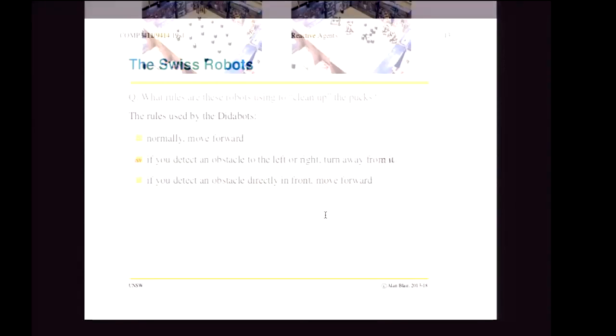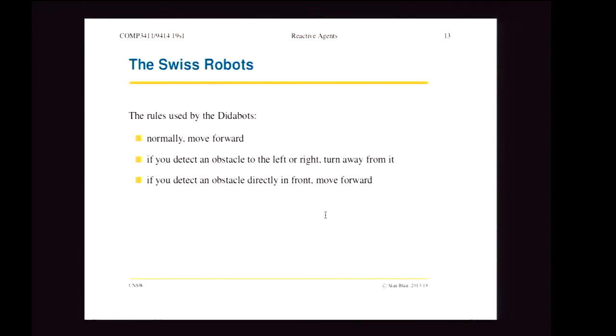What strategy are these robots actually using when they do this? The strategy is as follows. Normally, if you don't detect anything, you just move forward. Now, if you detect an obstacle, so they have three sensors. This is a bit like the Braitenberg vehicles, but slightly more sophisticated. So instead of two sensors, they have three sensors, one straight ahead and one on each side. They're not light sensors, they're bump sensors. So they detect when you bump into something.